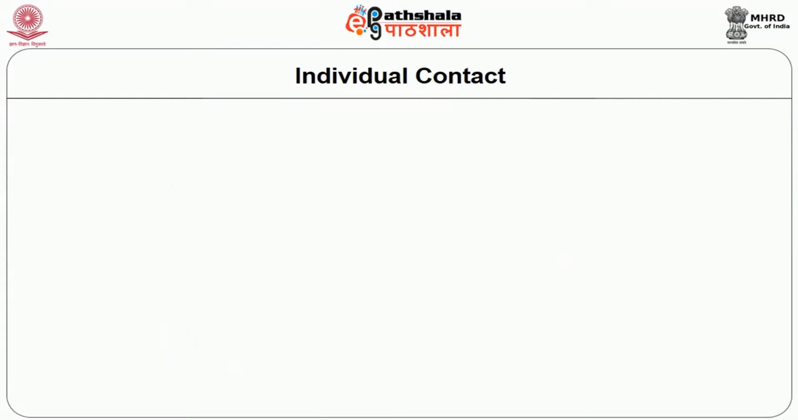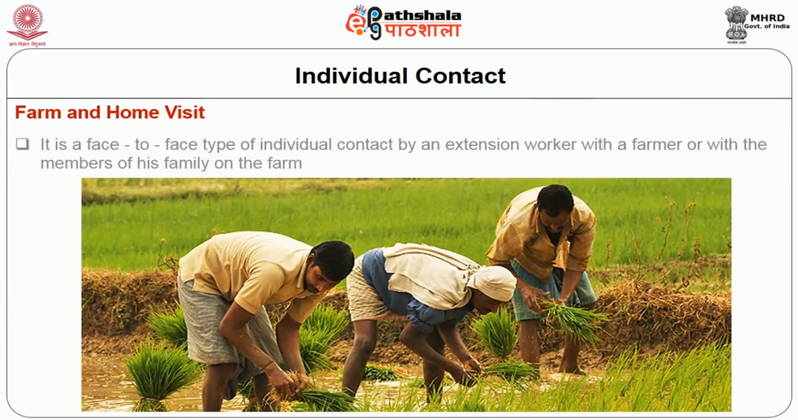So, among the various individual contact methods, farm and home visit is one of the individual contact methods wherein there is face-to-face type of individual contact by an extension worker and a farmer and or with the members of his family on the farm or at his home for one or more specific purposes connected with extension.